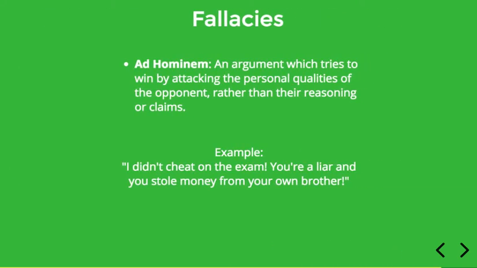Finally, we'll look at one more related fallacy in this part. It's known as ad hominem, which means roughly against the person. And an ad hominem fallacy is an argument that doesn't try to win by offering good reasons or evidence, but rather directly attacks the personal character of the other person. For example, I didn't cheat on the exam. You're a liar and you stole money from your own brother.